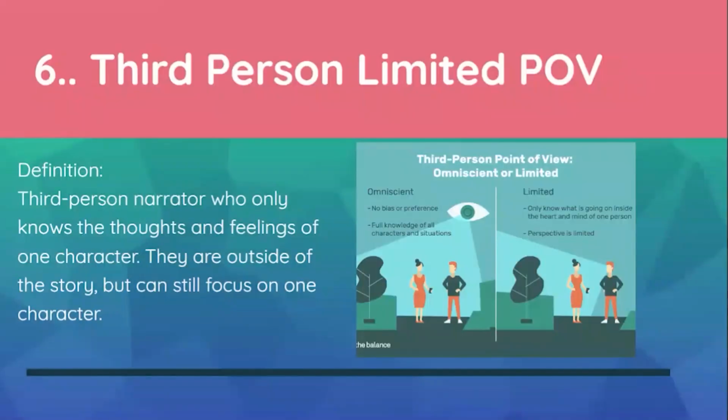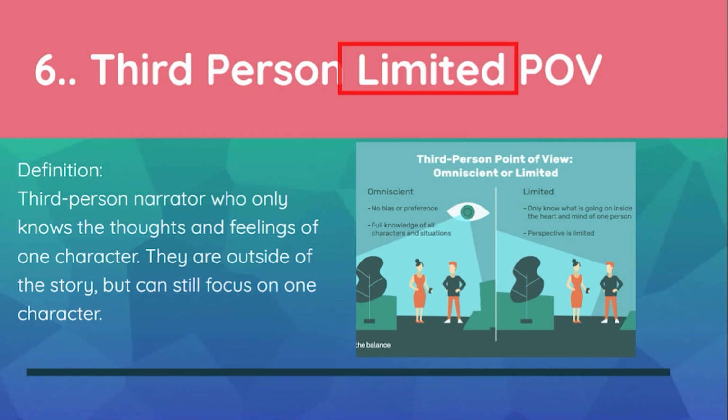Term number 6, third-person limited point of view. Key term here being limited to differentiate it from the others. The definition of this is that the third person narrator only knows the thoughts and feelings of one character. They're outside of the story, but can still focus in on that one character.